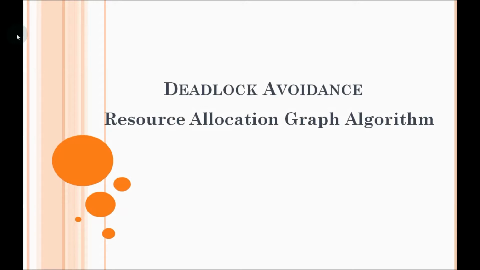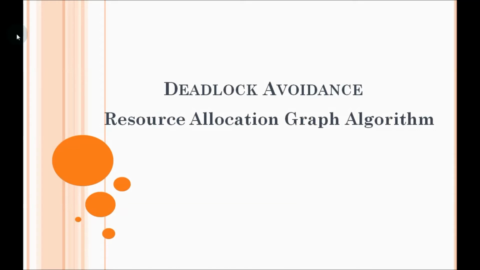Right? Multiple instances means you can have more number of printers, 3 to 4 printers, 5 to 6 hard disks, like that. Then you have to use banker's algorithm. So this resource allocation graph algorithm is only for the resource type that is having a single instance.